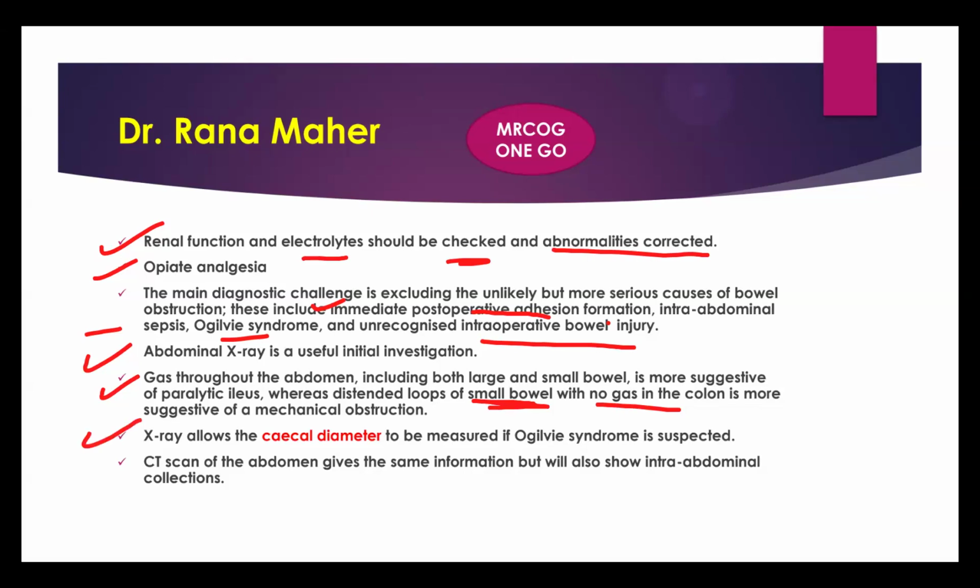X-ray also will allow the cecal diameter, which is usually measured in Ogilvie syndrome. So if you can see it's dilated, oh, now think about Ogilvie syndrome, not paralytic ileus. CT can be offered, and it will give the same information, but also will show any intra-abdominal collections, right? So that's why in the investigation, in the first slide in the management guide, I put scan, X-ray, and CT, right? So each one will give us a piece of information.